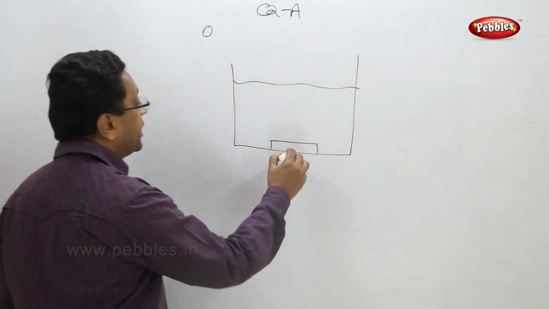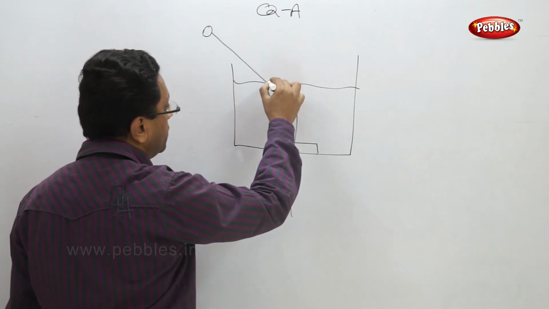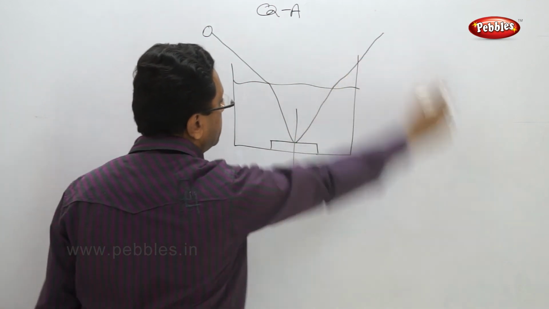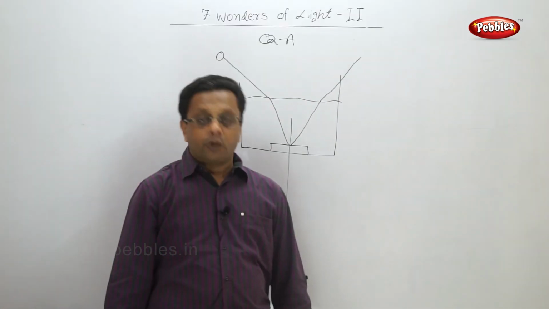So how will we draw the ray diagram? This is the normal. First of all, the ray will come here, then it will get refracted from here, and then again it will go out. Now this ray diagram you have to draw, and you have to name it.